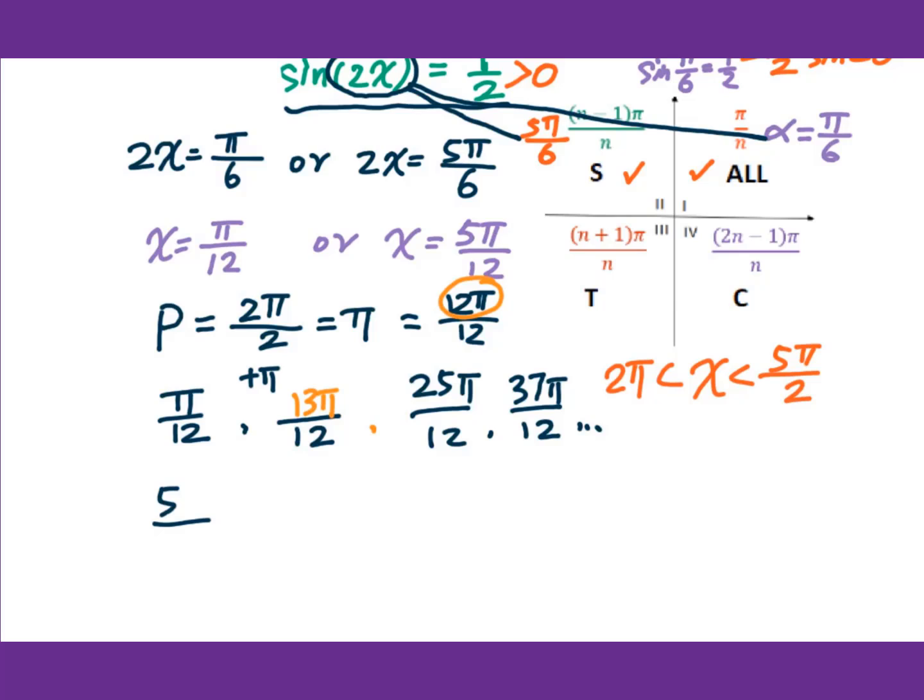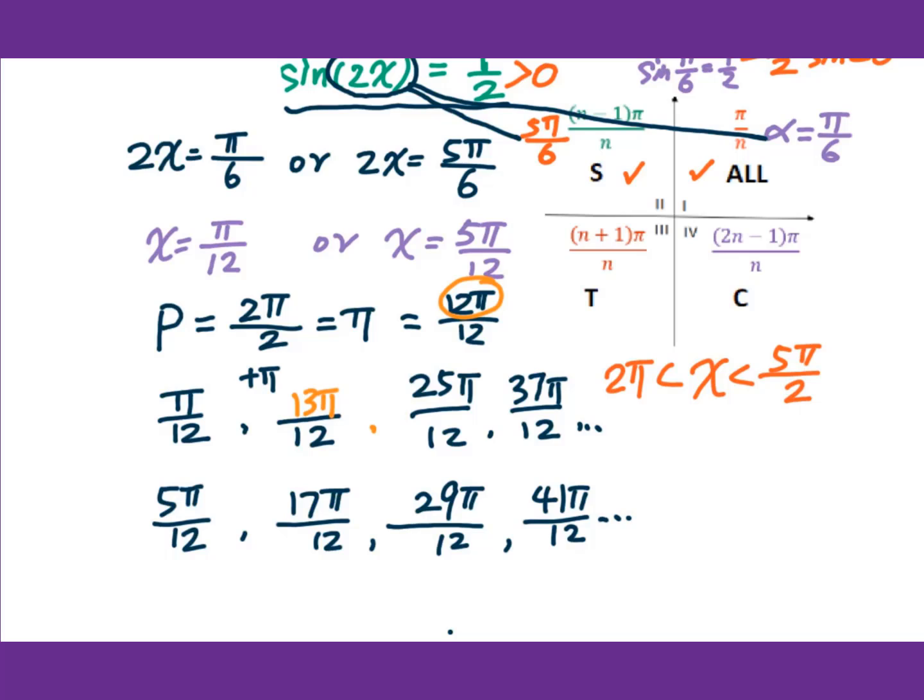For 5 pi over 12, keep adding 12 pi, you will get 17 pi over 12, 29 pi over 12, 41 pi over 12, and so on. You need to check which angle is between 2 pi and 5 pi over 2.